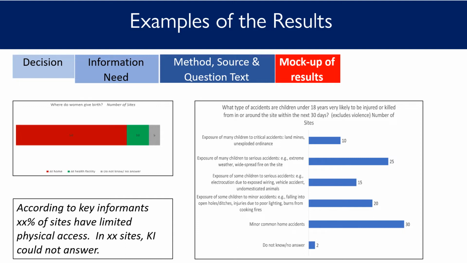And now, after we have identified the decisions we have to make as response actors, the information that we need but don't have, and then the method and source to capture that information, we develop the questions and questionnaires. When we develop the questions, though, we need to make simulations, mock-ups of results. We ask the child protection colleagues, those that need the data or the information, to try and use these fake results in the way that we have given it to them.